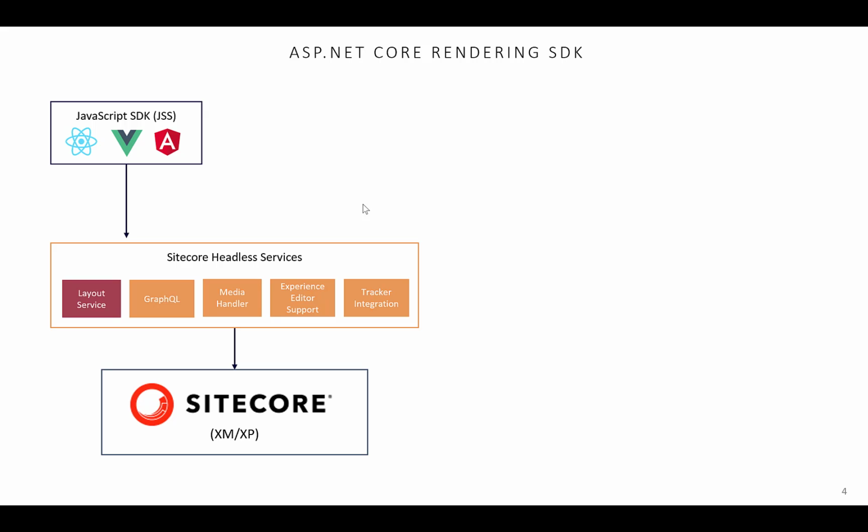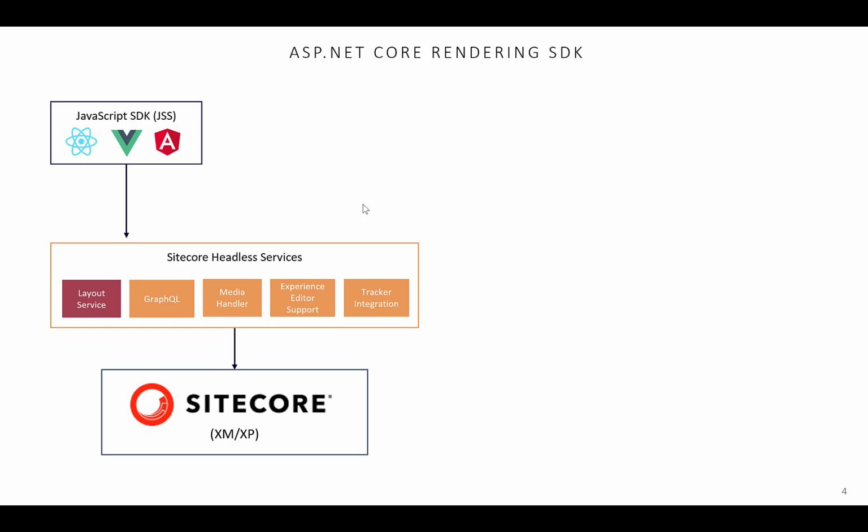JSS introduced the layout service, which separated layout and rendering to provide Sitecore content as JSON. This allows rendering of Sitecore pages outside of Sitecore in a JSS app, using SDKs for front-end frameworks such as React and Angular. The new ASP.NET Core Rendering SDK in Sitecore 10 uses the same services to render content in the rendering host using .NET Core.